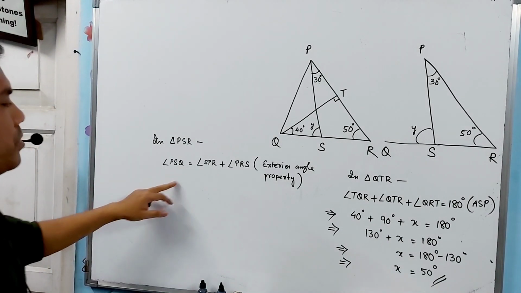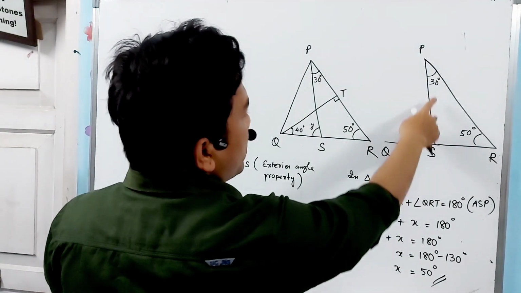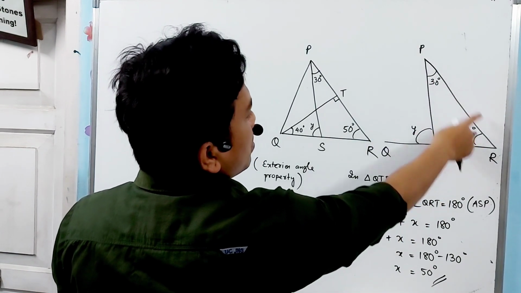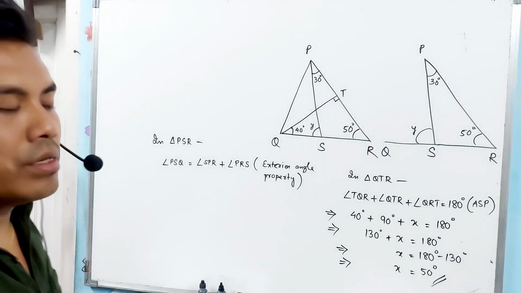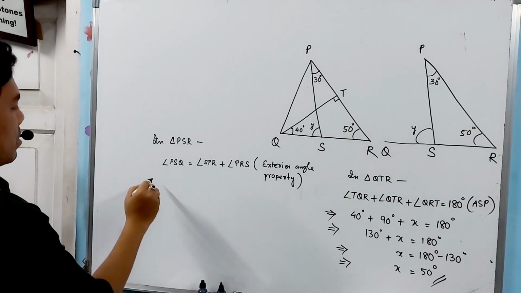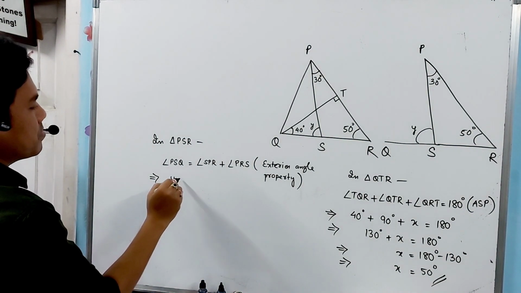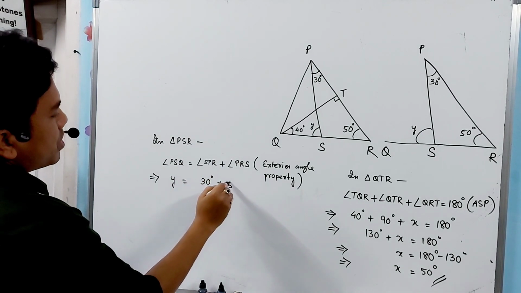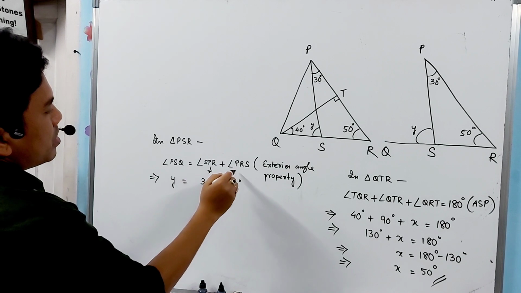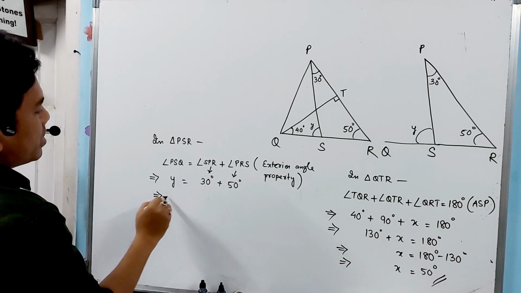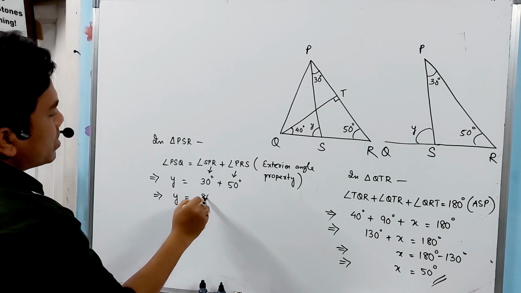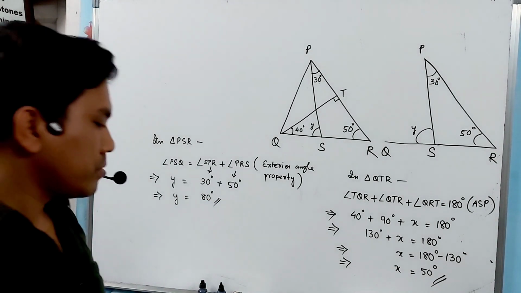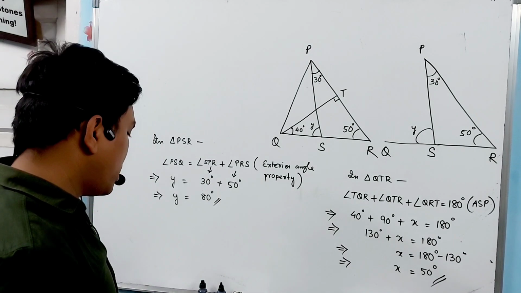Okay, PSQ is this angle, SPR is this angle, and PRS is this angle. So this angle will be equal to the sum of the remote interior angles of a triangle. So now PSQ is given as Y, SPR is 30 degree, and this is 50 degree. Finally we got the value of Y as 80 degree. Very simple, isn't it?